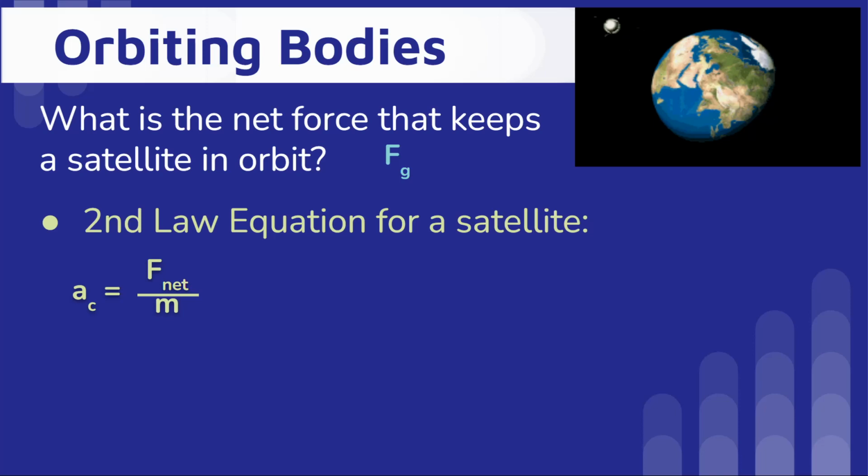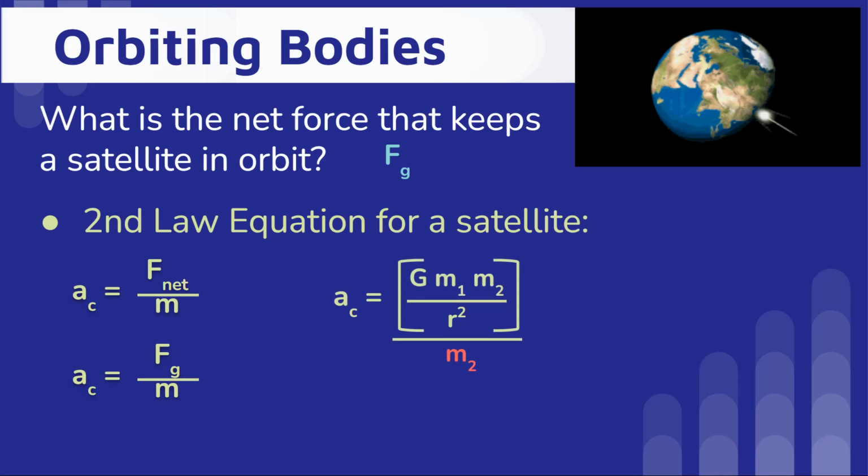If I wanted to write a second law equation for my satellite, I could say that its centripetal acceleration equals its net force divided by its mass. Again, that's just my second law formula, F net equals m a, rearranged. In this case, my F net is Fg, so I could write it like this: centripetal acceleration equals Fg over m.